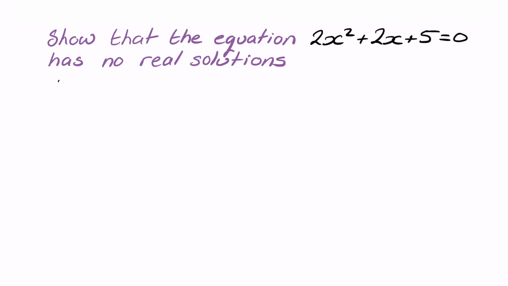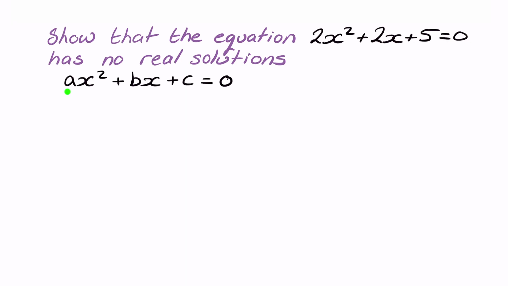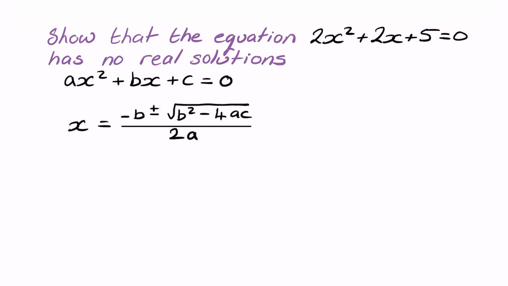So write out the general form again. Once you've been doing these for a while, you don't always have to write out the formula, but for now I'm going to write it out each stage just so it keeps it fresh in our mind. There it is, minus b plus or minus square root of b squared minus 4ac all over 2a. And then we have a equals 2, b equals also 2, and c equals 5.